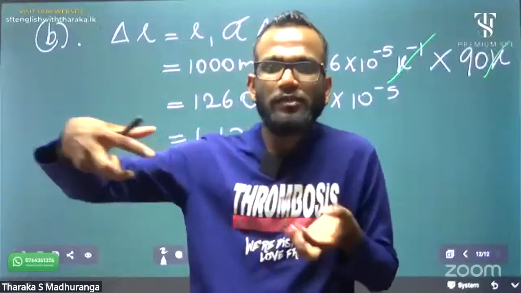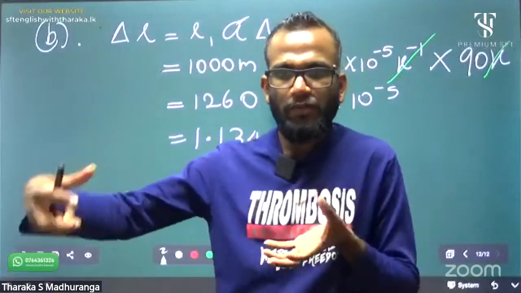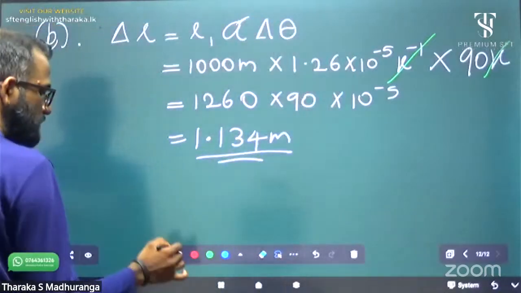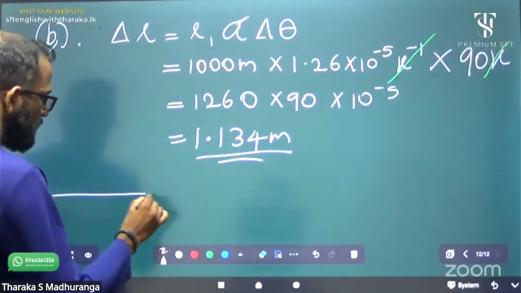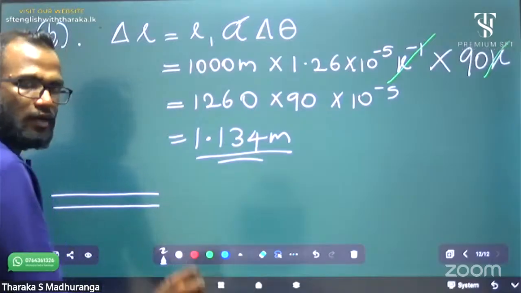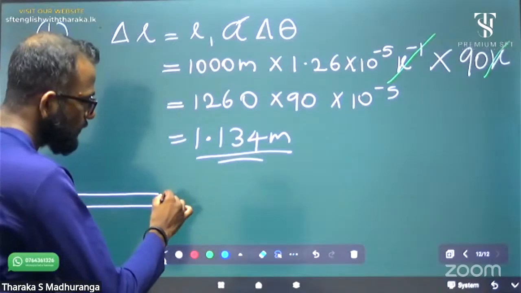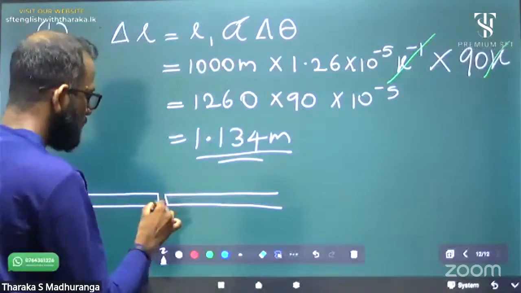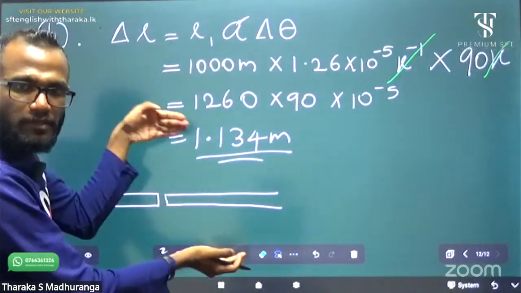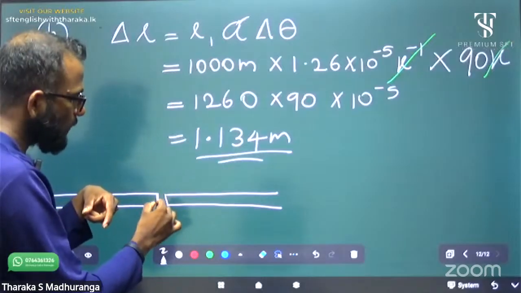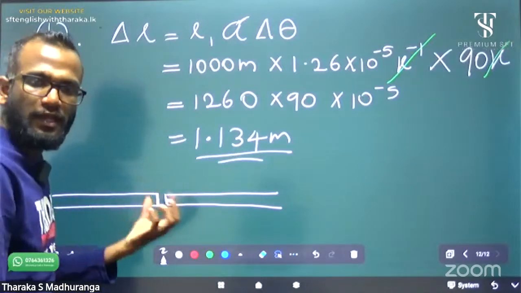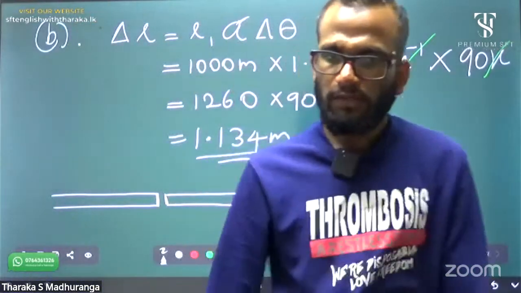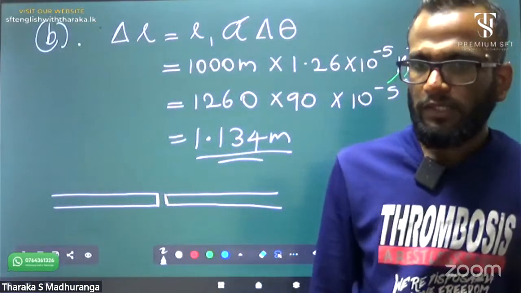The volume also expands, but for volume expansion, there is space. This is one railway track, this is another. For volume expansion, they have space. The length expansion is a problem. Linear expansion is a problem. That's why we need to maintain gaps. Yeah, good question. Understood?